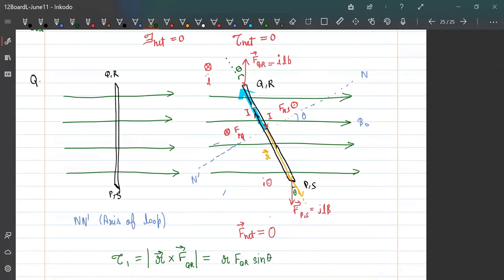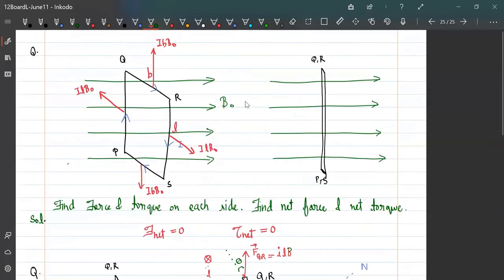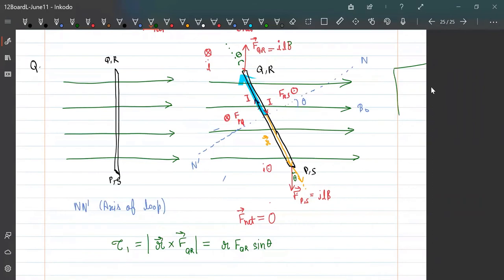If you see closely, this is R. What is R? R is B by 2. This I should write as capital B. And this side, as if the loop is like this, this side is L, this side is B. So R value will be B by 2 because your total side is B, so half of that will be B by 2. And force will be I L B, and sine theta is sine theta.